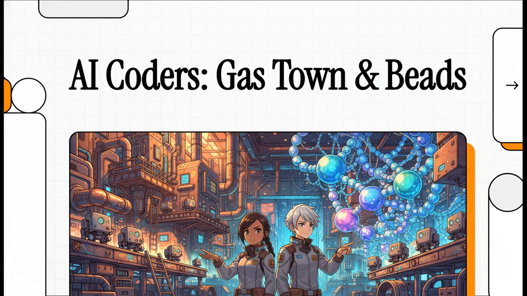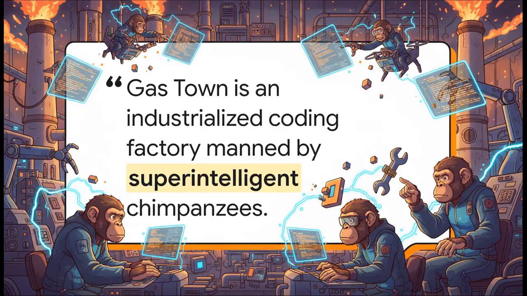tools, Beads and Gastown. You know, you just have to start with this quote from the creator, Steve Yegge, because it tells you everything. This isn't about some gentle, polite AI assistant. Nope. This is about harnessing the raw, chaotic power of what he calls super-intelligent chimpanzees to build software at a truly incredible speed. It's a wild idea, so let's see how it actually works.